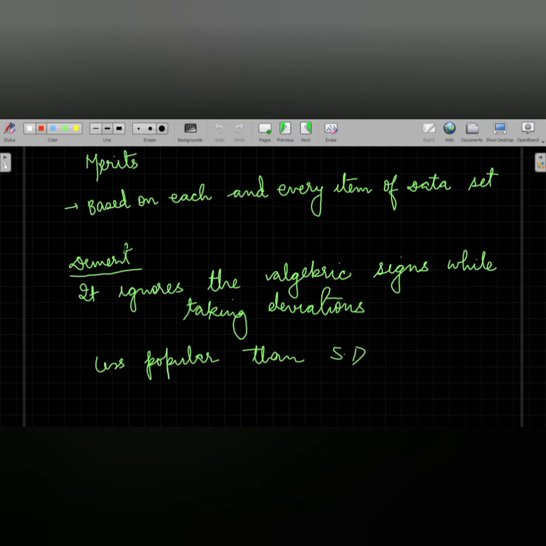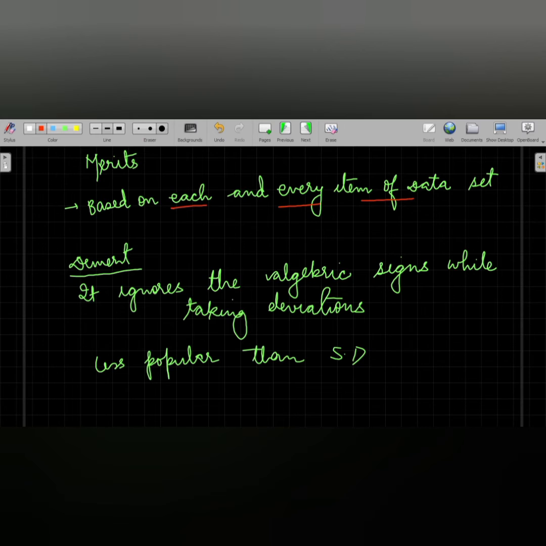Merits. As usual, there will be many merits. It is reliable, it is accurate, it is easy to calculate, it takes into account the arithmetic expressions and all. But the basic merit is that it is based on each and every item of a data set.